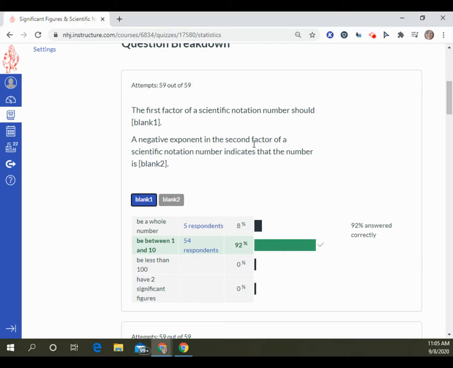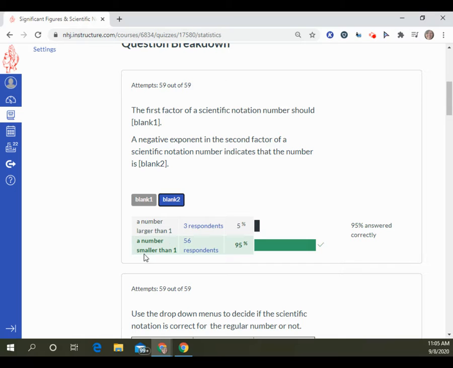A negative exponent in the second factor of a scientific notation number indicates that the number is smaller than 1. A negative exponent tells you that the number is smaller than 1, a little teeny number. A positive exponent tells you that the number is larger than 1. Most of you guys got that right.